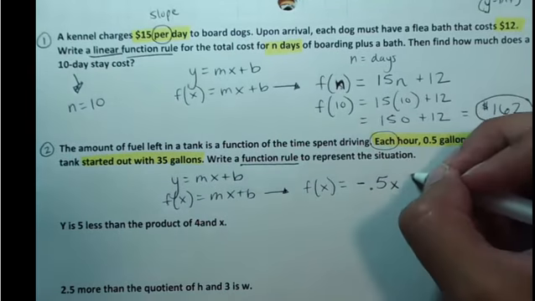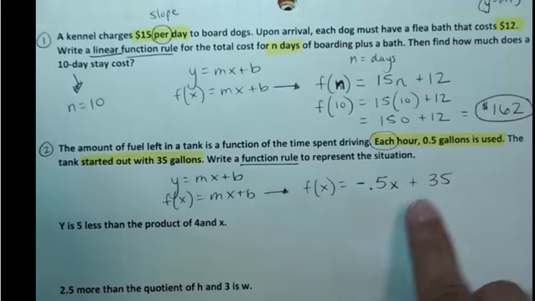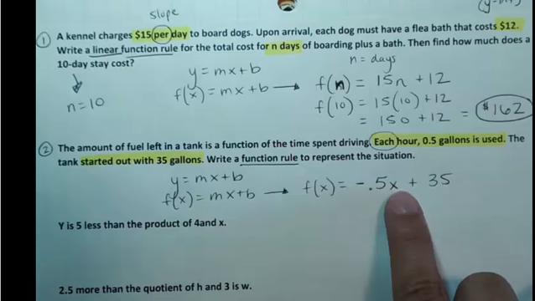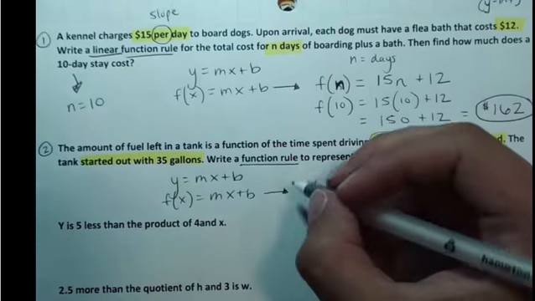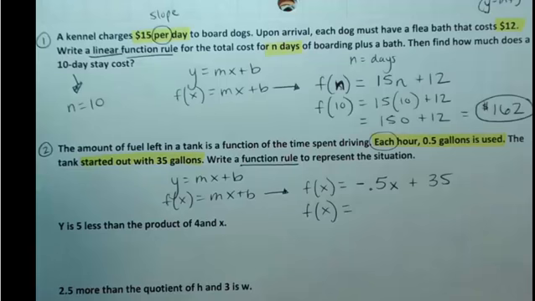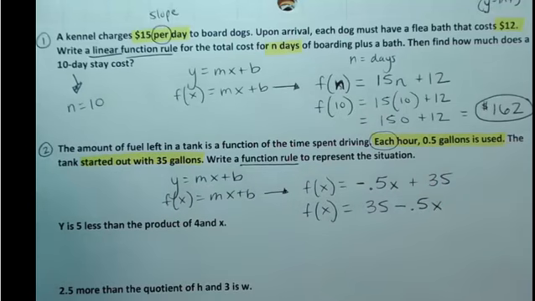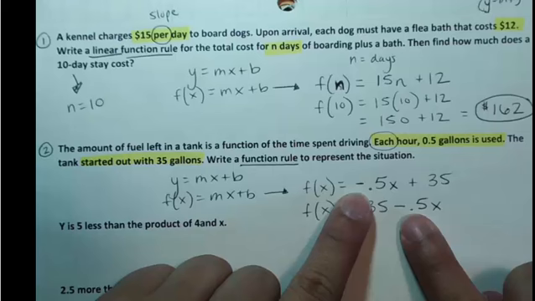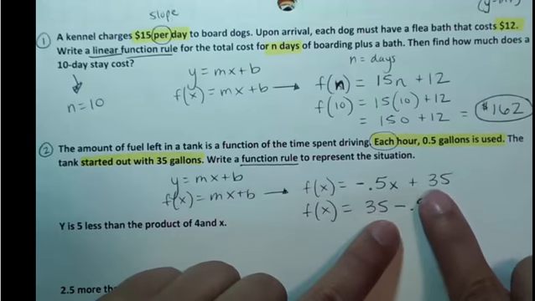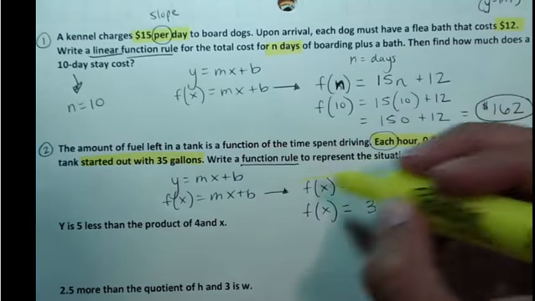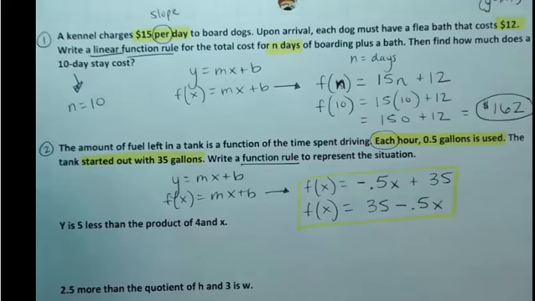And my starting amount in the tank is 35. So notice I have 35 right now. I'm taking away 0.5 gallons every hour. You could have written it also like this, where you could have thought about it this way: I have 35 gallons in the tank and I take away 0.5 every hour. That's the same thing, because again, you just have to think about the signs in front. It's a negative 0.5x and that's a positive 35. So your equation here could be either one of these to represent the function rule for this situation.